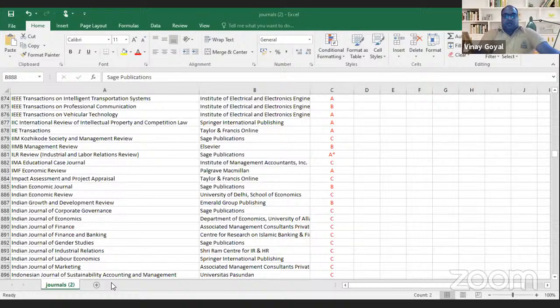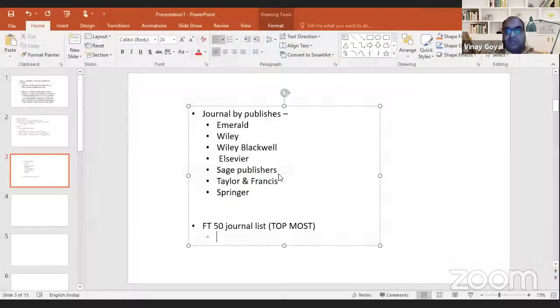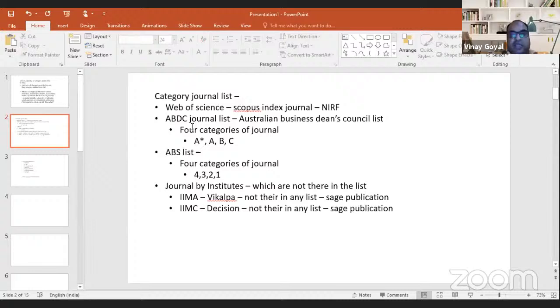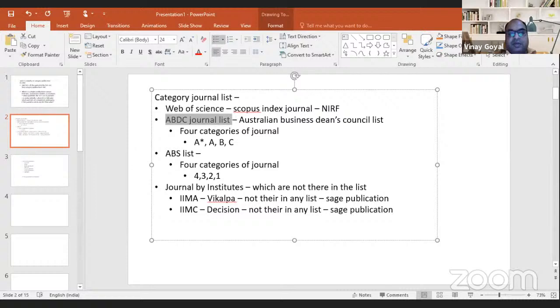Now, this is the ABDC list which I have shared with you. I'm just closing this list. I have shared this list in your chat box. So students who have asked for this list can download it from the chat box. Now, coming back to the PPT which I was using and I was making the notes, here you can see. So this is what I have shown you. So ABDC journal list.